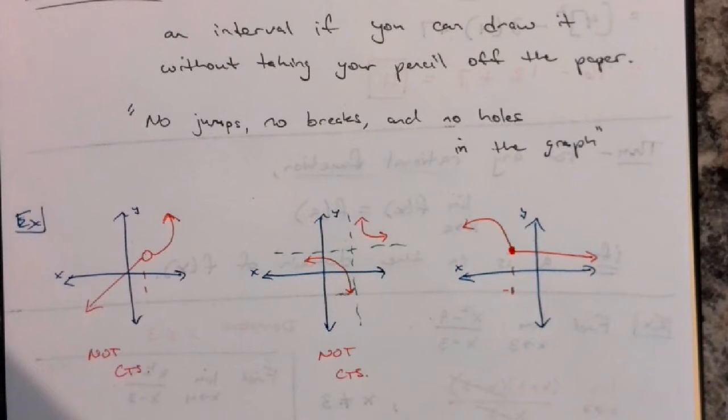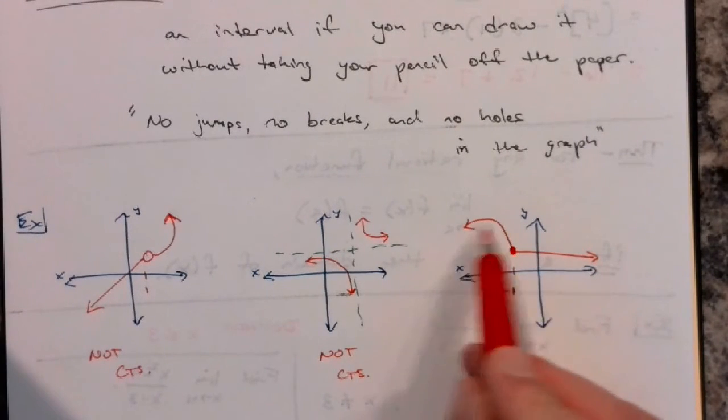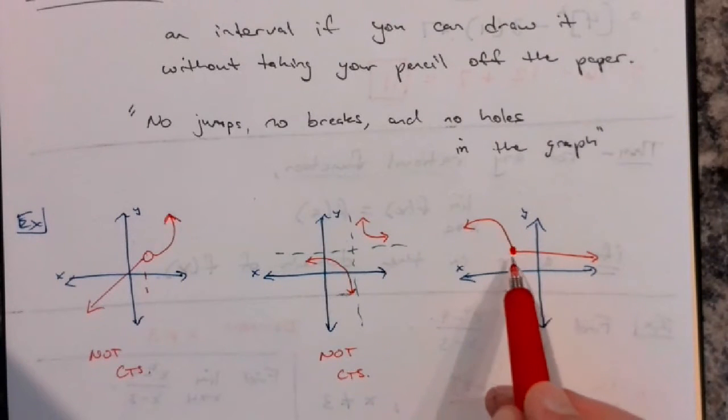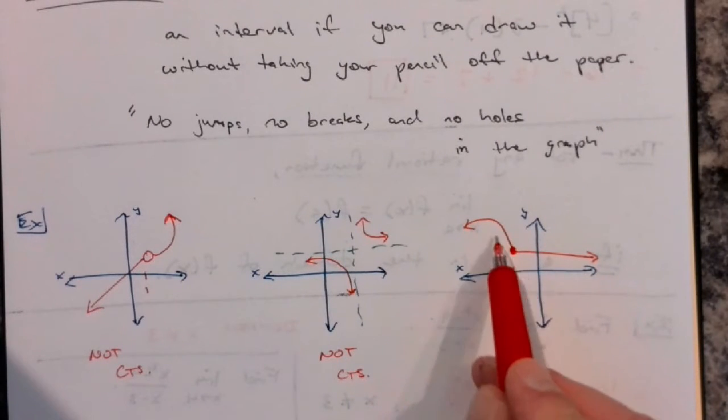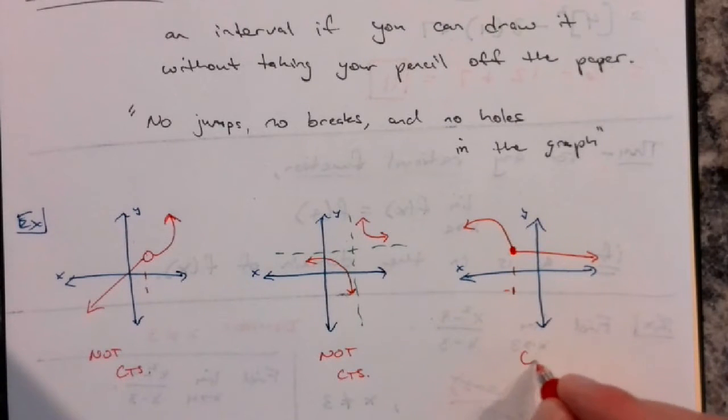That one, is that continuous? The answer is yes, right? Because there's no jump, break, or hole. It has a weird, you know, two pieces. It's kind of piecewise, but it does continue on. There's no jump, break, or hole at that point. So this one is continuous, and that's okay. Some of them will be continuous, some of them won't. Now, this is just a way of identifying visually.